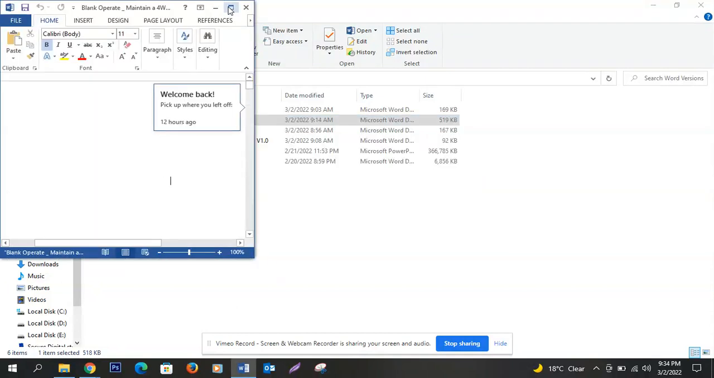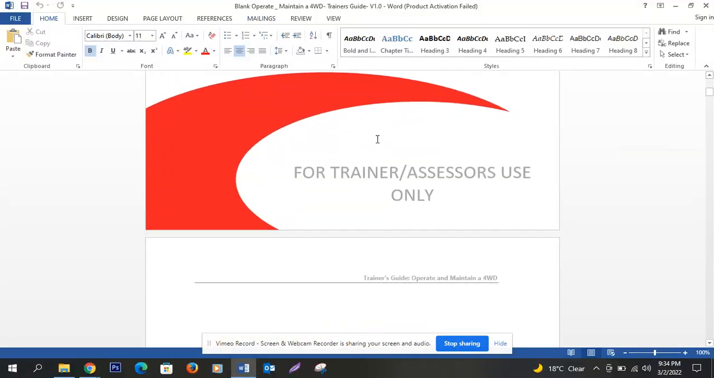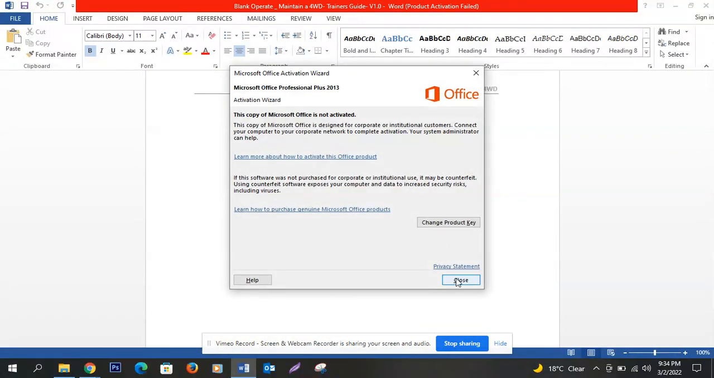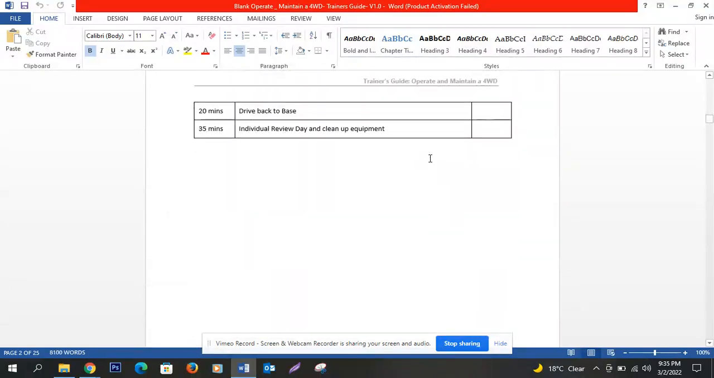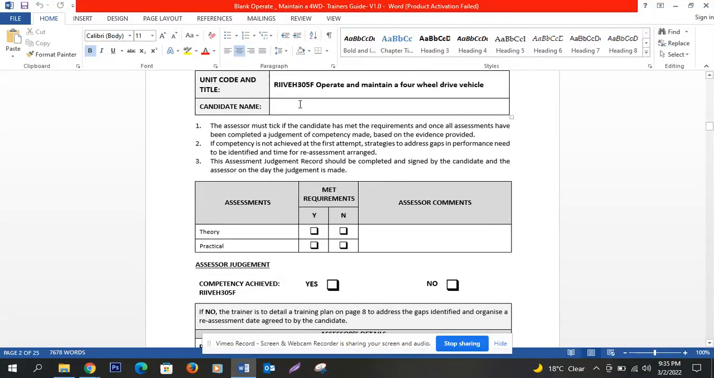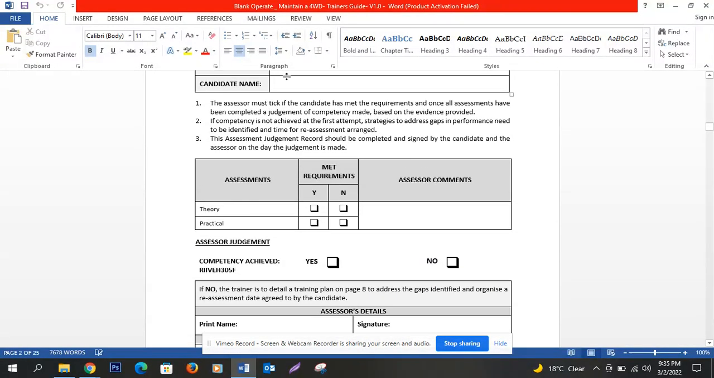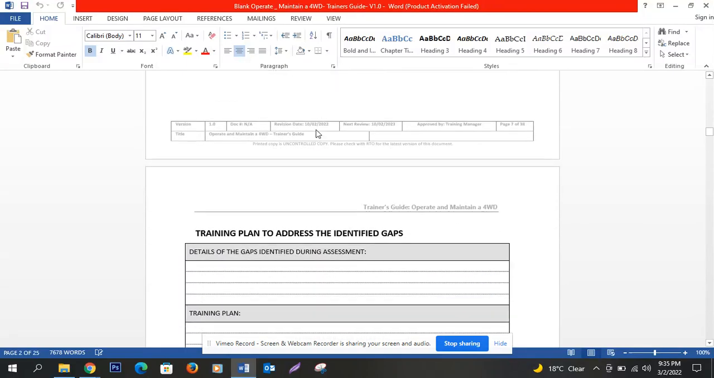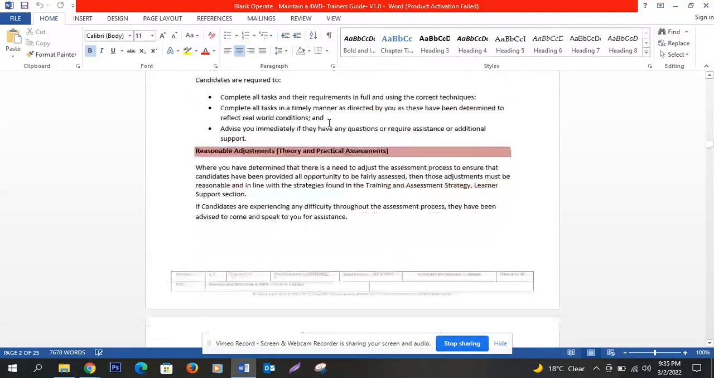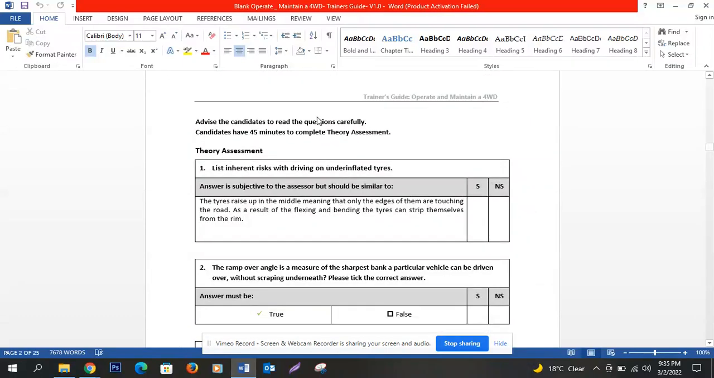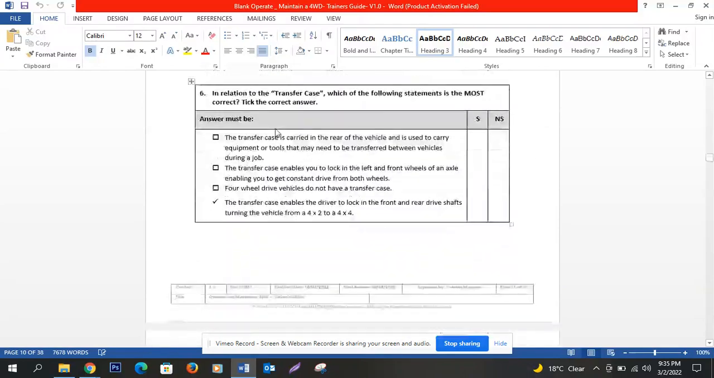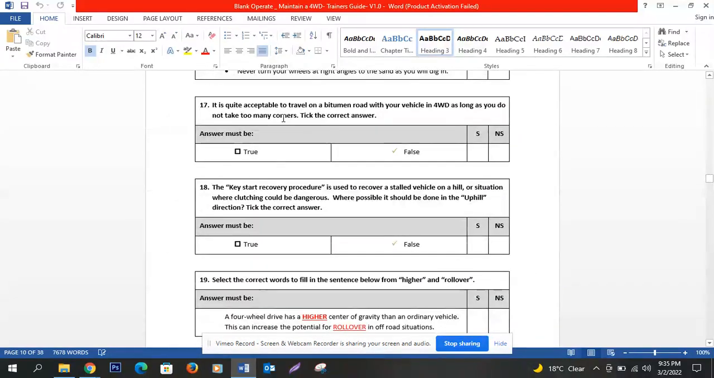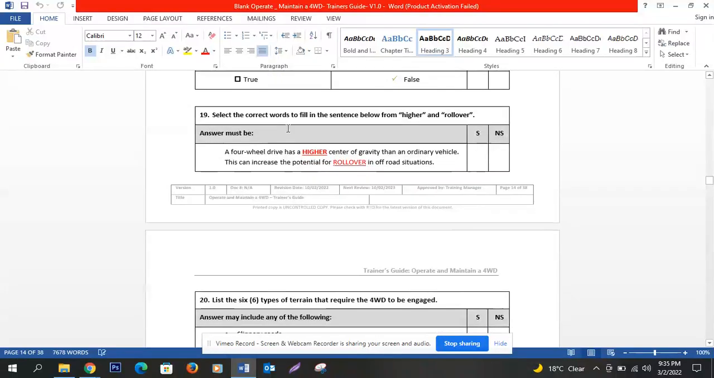So this is my trainer's guide. As you can see, I just put all the instructions into it, and my lesson plan, and then I put the unit code and the name. It's just one of the templates, so you can always go ahead and create another one. There are many you can find. I give a time, and then I say, this is my theory assessment. So I'm writing the questions and answers. In a minute, I will explain where these questions and answers are coming from.